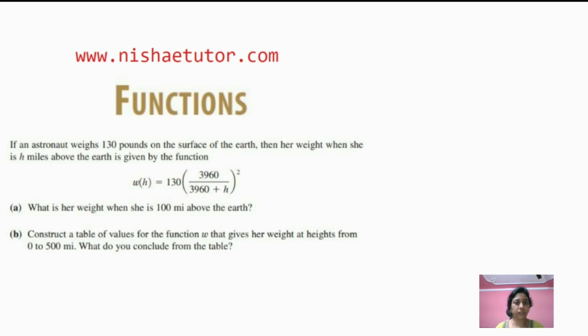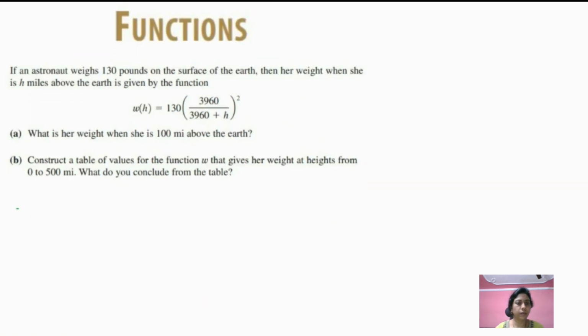In this series, we are doing functions, and here is the question: if an astronaut weighs 130 pounds on the surface of the Earth, then her weight when she is h miles above the Earth is given by this function. Okay. So here, first question A. What is her weight when she is 100 miles above the Earth? Okay, so we have to find out W(100).